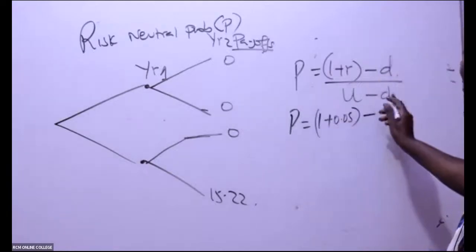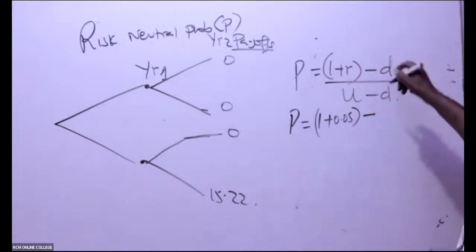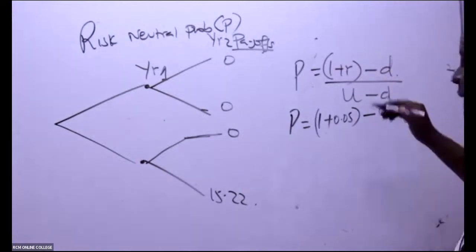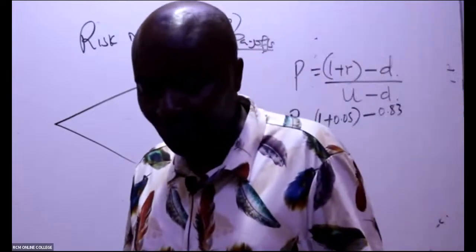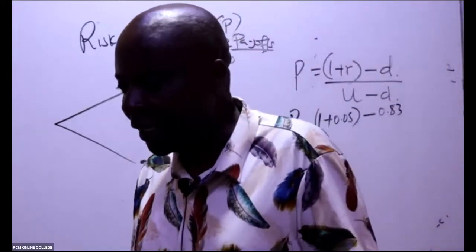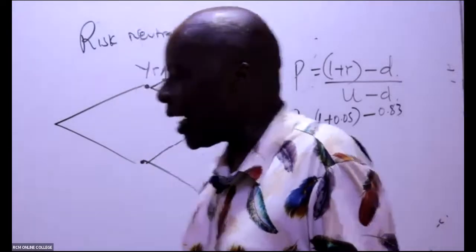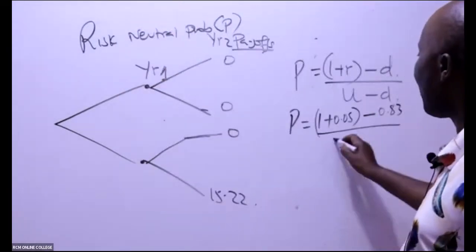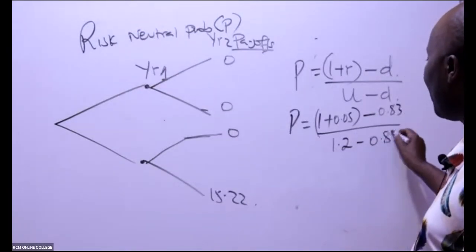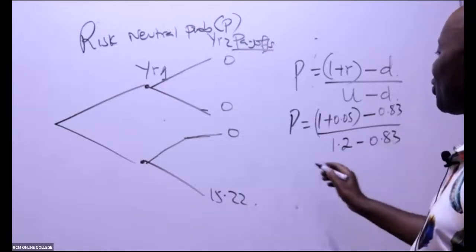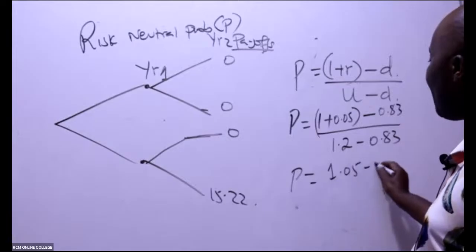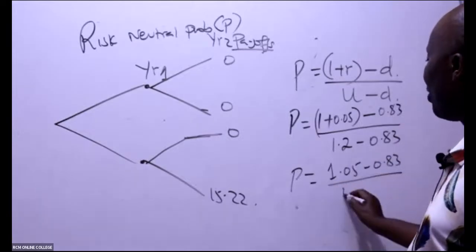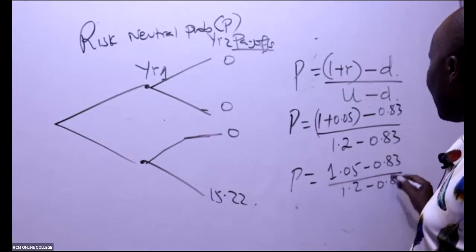Are you able to remember the downstroke? Downstroke was 0.83, isn't it? And the up was 1.2 minus this down, 0.83. So this risk-neutral probability will be 1.05 minus 0.83, all over 1.2 minus 0.83.